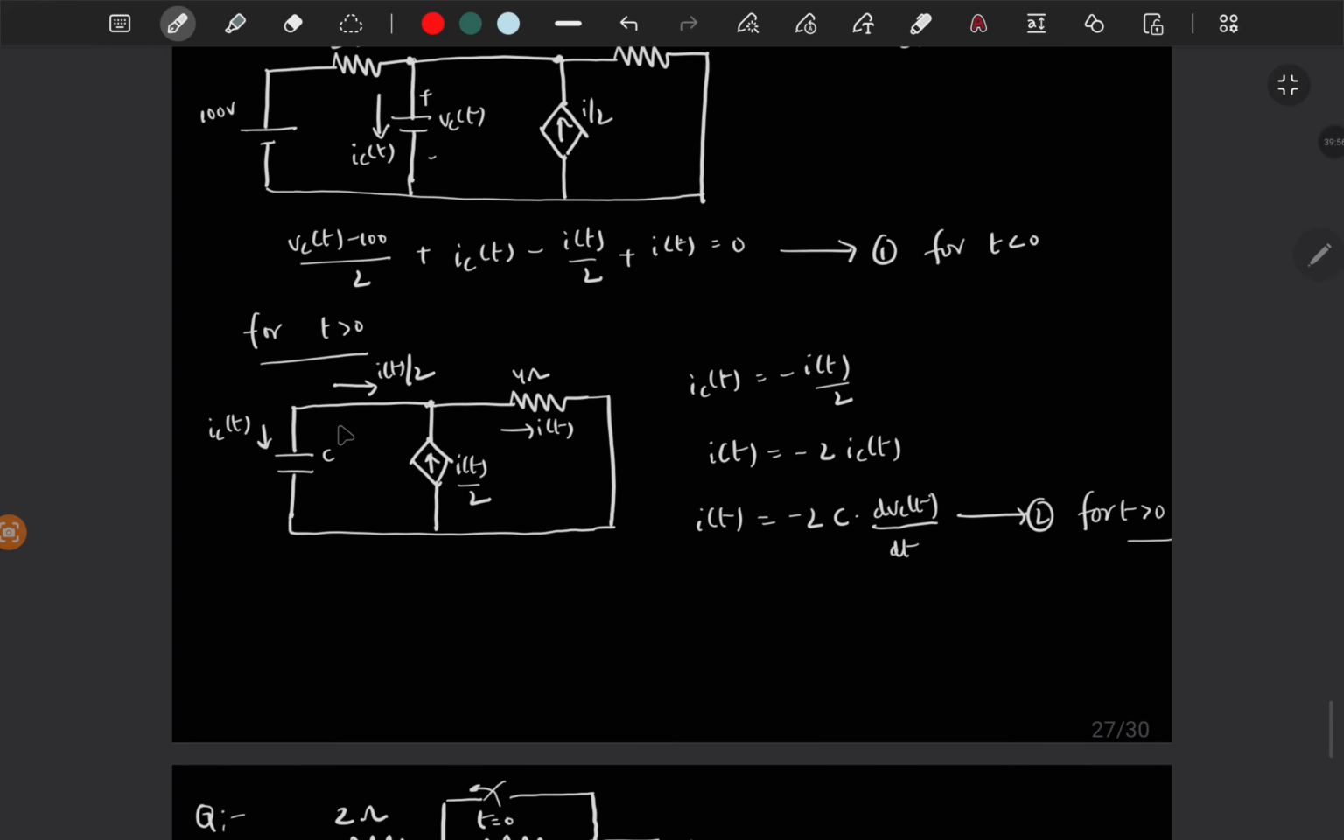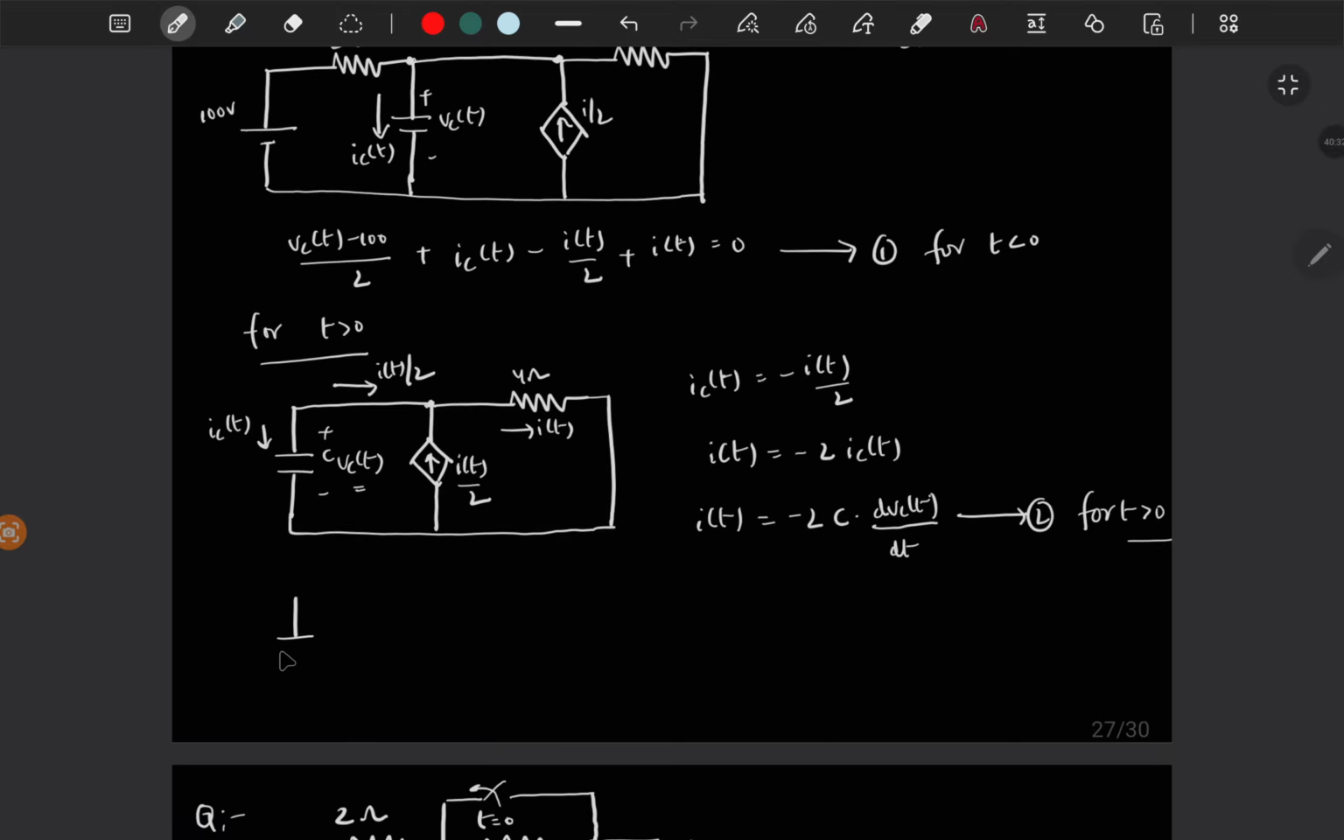See, you may get some doubt here. For t greater than 0, this is Vc of t, right? So which has some initial voltage. Let's say it is 80 volt. If I remember, it is charged to 80 volts. So for t greater than 0, since we don't have any independent sources here, the capacitor voltage will be completely discharged. So if it is completely discharged, the current has to come out of the positive plate of the capacitor.